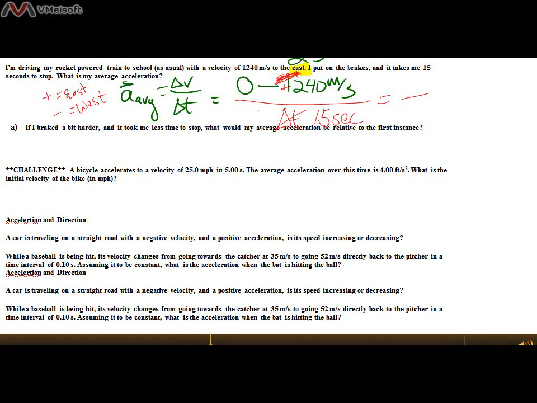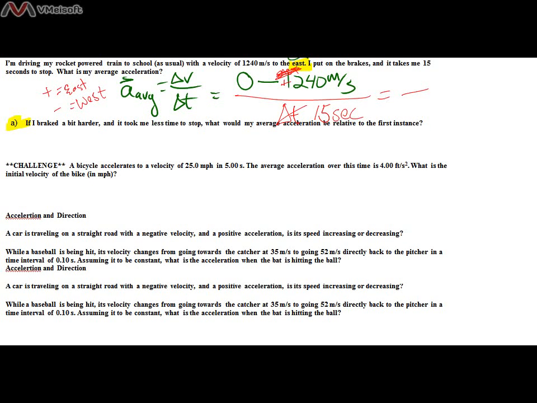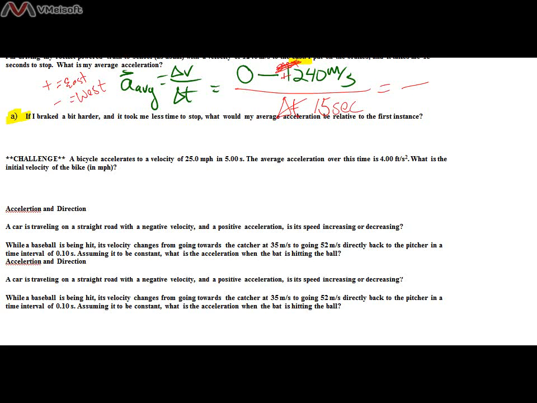You can do that. Okay, so conceptually, let's look at here. If I braked a bit harder, it took me less time to stop. What would that do to my average acceleration? Well, an important way to describe that is to say that the magnitude of the average acceleration is greater, but make sure that you don't say it's less just because it's negative. The magnitude is going to be greater, okay?